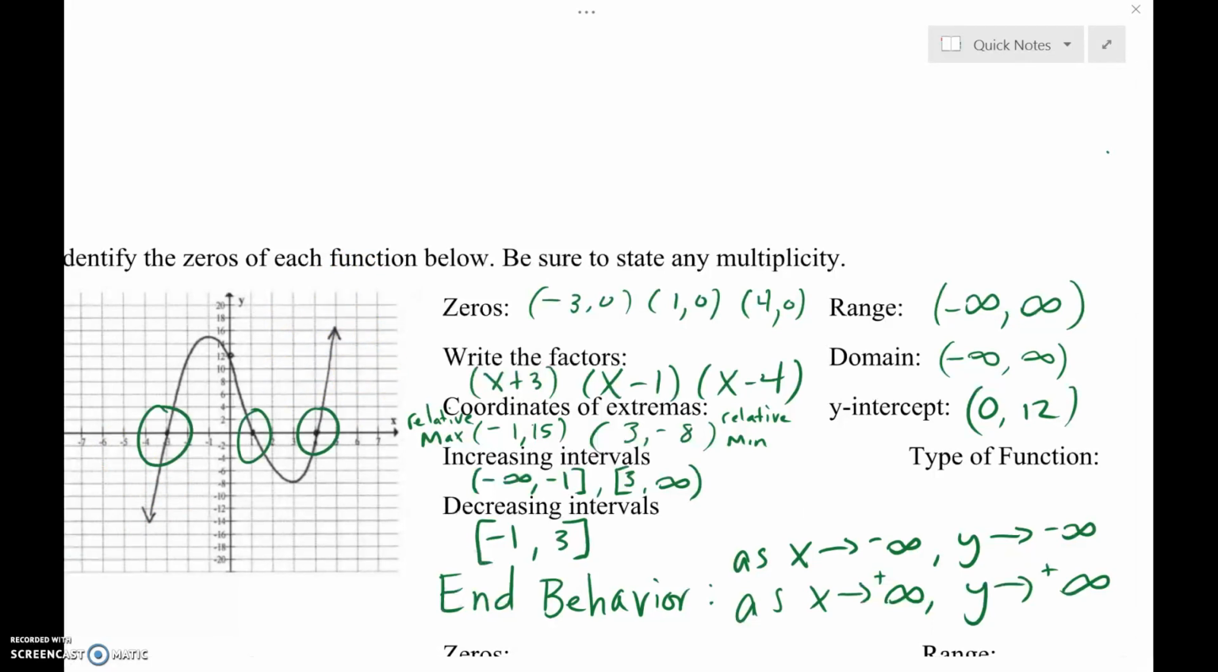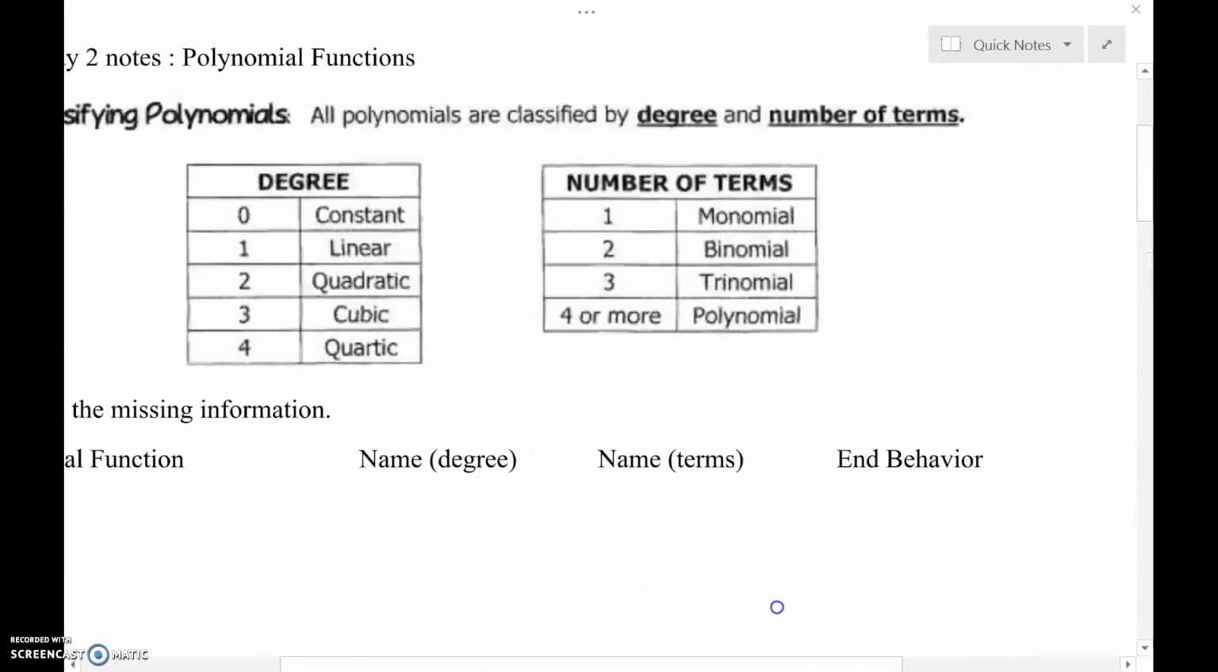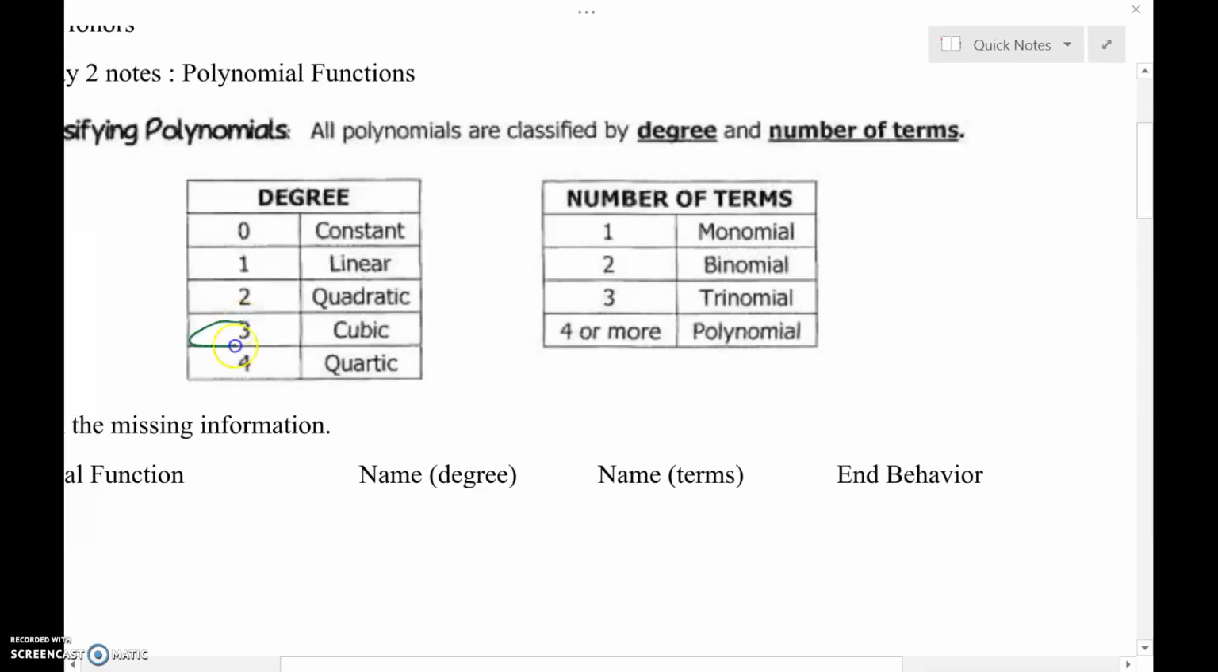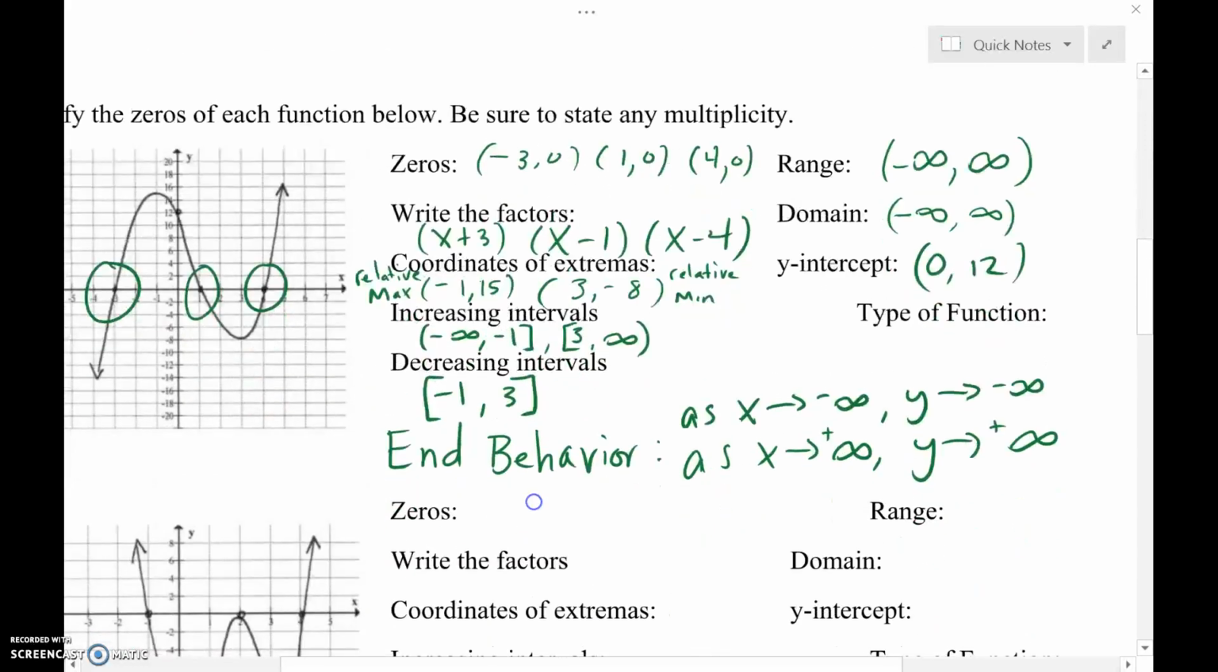Finally, it asks what type of function is this? And if you notice, there are 3 x-intercepts, so that would be 3 roots, or 3 zeros, or 3 solutions, which would indicate a degree of 3. So up here at the beginning, when we talked about our degree of 3, that would be a cubic function. And so when they ask us what type of function is it, we would say it's a cubic function.